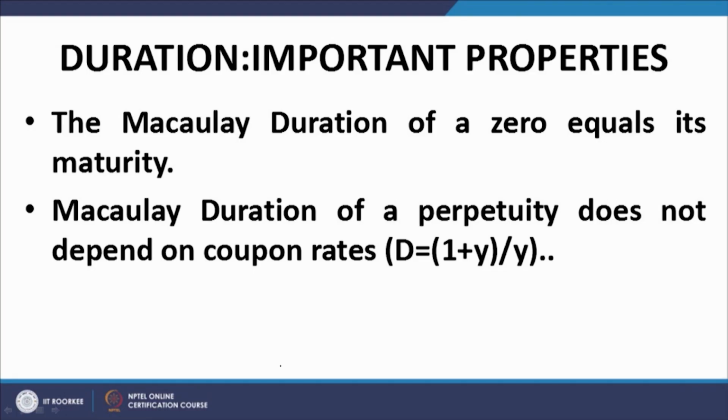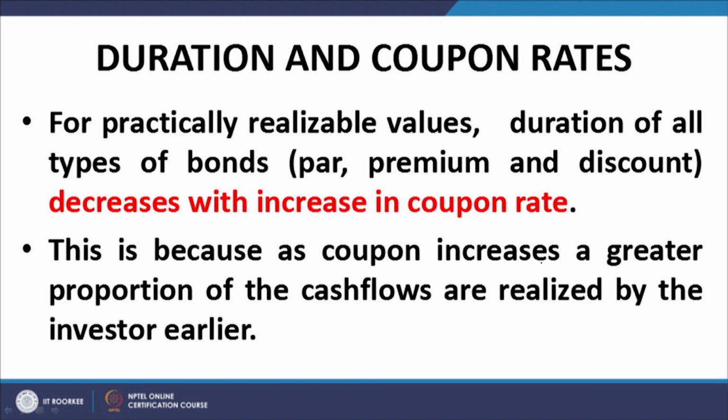So, duration important properties. The Macaulay's duration of a zero coupon bond equals its maturity. Macaulay's duration of a perpetuity does not depend on the coupon rate, and it is given by this expression. Duration and coupon rates. For practically realizable values, duration of all types of bonds, par, premium and discount, decreases with increase in coupon rates. Higher the coupon rate, lower is the duration.